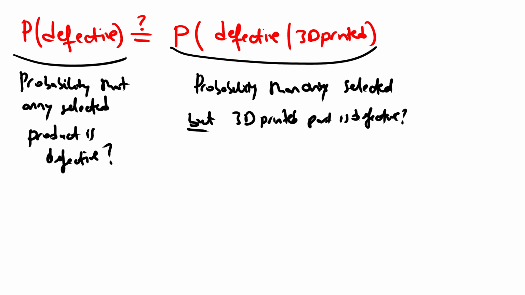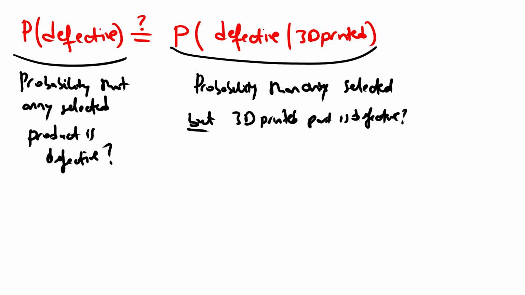So if these two are the same, we can say that being 3D printed does not affect something being defective. If this proportion, the probability, is the same, then it means that they are not dependent. If this is not equal, then we can say otherwise. So it doesn't mean that if it is 3D printed, it will be more defective, actually. So let's check if it is true or not.